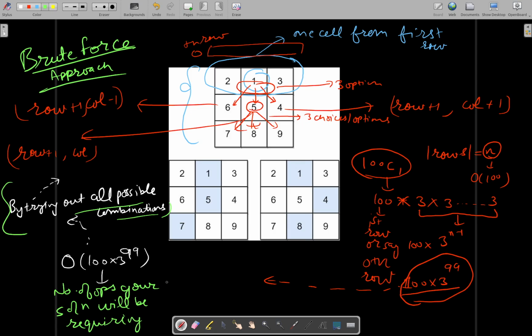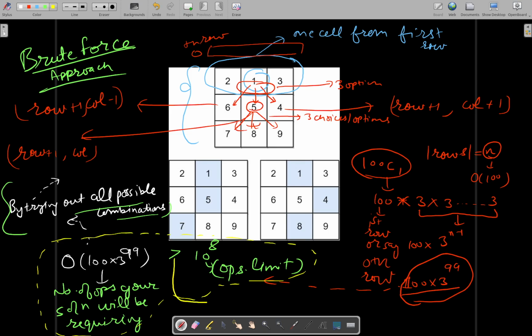And it is very much greater than 10 raised to power 8 operations. This is the operation limit. If the number of operations in your program exceeds or becomes equal to this limit, then you will get a TLE, time limit exceeded, and your solution will not be accepted. No AC here.